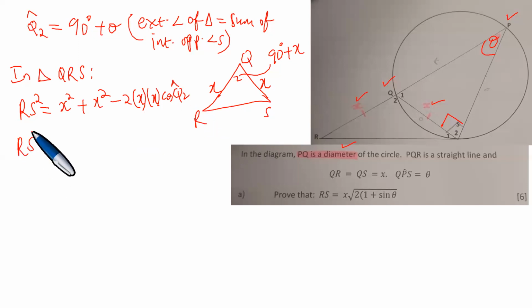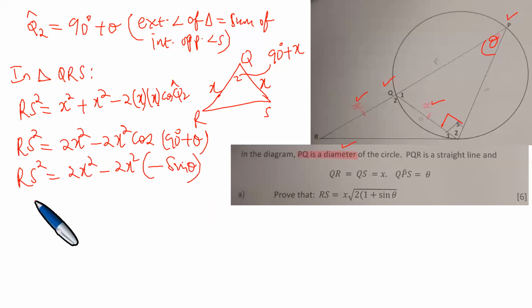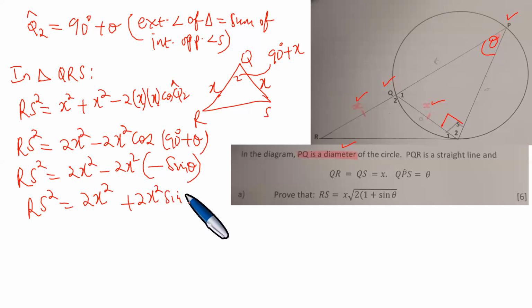From which we're able to see that RS squared equals X squared plus X squared, which gives us exactly 2X squared, minus X by X gives us exactly X squared, the cosine of the angle Q2, which is 90 degrees plus theta. RS squared, which is 2X squared minus 2X squared cosine of 90 plus theta. In which quadrant is 90 plus theta? It is in the second quadrant. In the second quadrant, the cosine itself is negative, but it changes to the cofunction, and the cofunction of the cosine is the sine of theta, meaning RS squared is the same as 2X squared. Negative by negative gives us plus twice X squared, the sine of the angle theta.